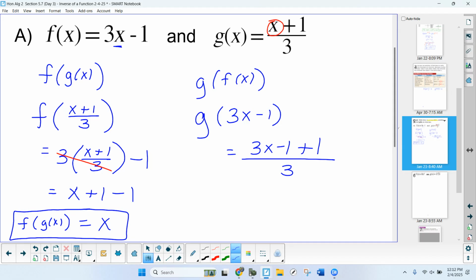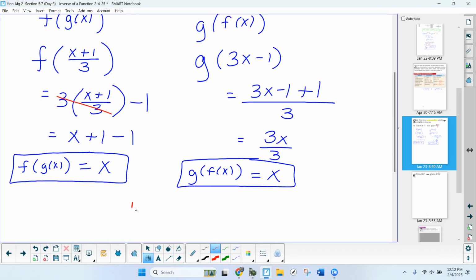Now clean it up. Remember, your fraction sign acts like a grouping symbol. You have to do your numerator first. What's 3x minus 1 plus 1? And what's 3x over 3? X. So that means g of f of x is x. So are these inverses? Yes.